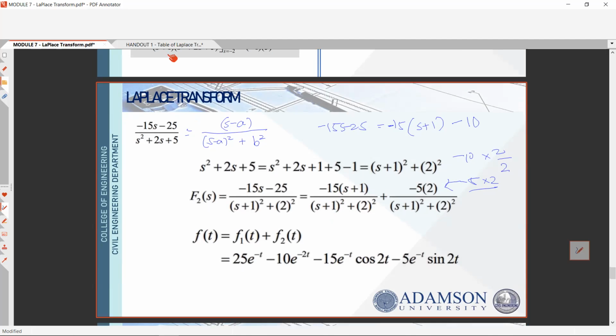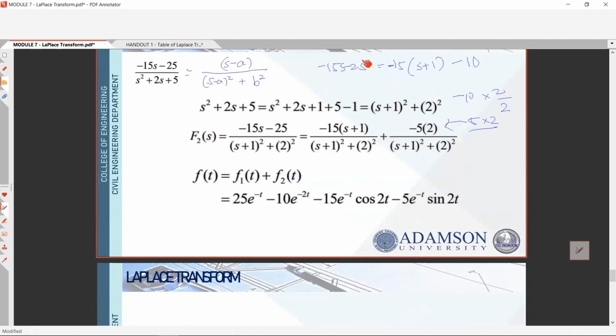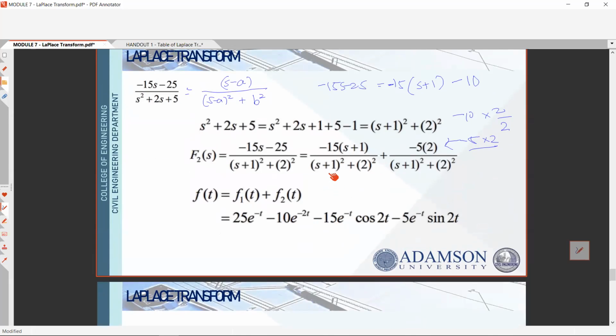This is this one. Sama natin yung dalawa. 25 e raised to -t, -10 e raised to -2t. Then dito isa -15 e raised to -t cosine of 2t kasi ang alpha natin dito is -1 and yung b natin is 2. And this one natin is alpha natin is -1 and yung b natin is 2. So that's why -5 e raised to -t sine of 2t yung last term. Okay? Ayan. So may question ba kayo dito, class? So ito na yung final answer natin. Okay? Wala. So far so good.